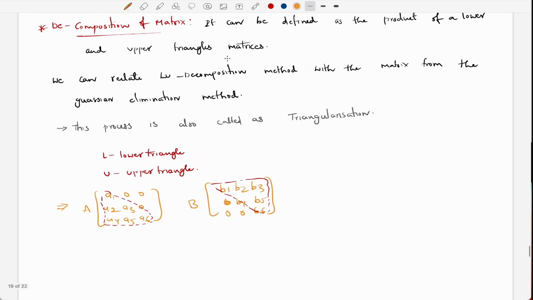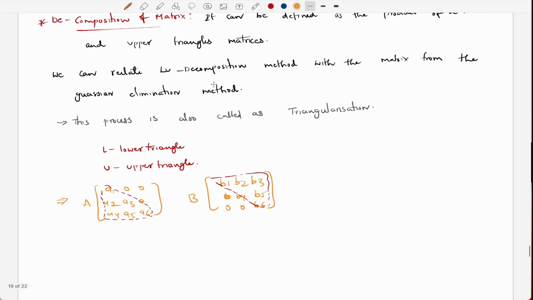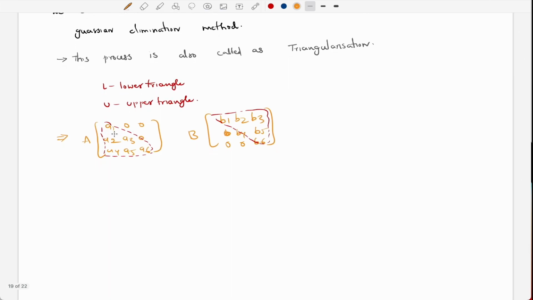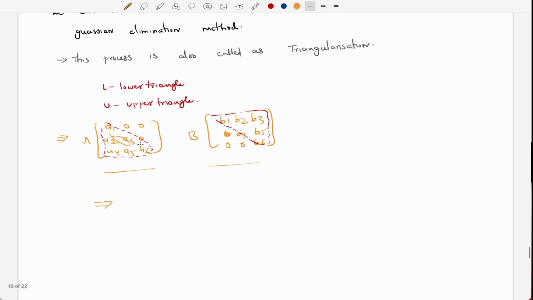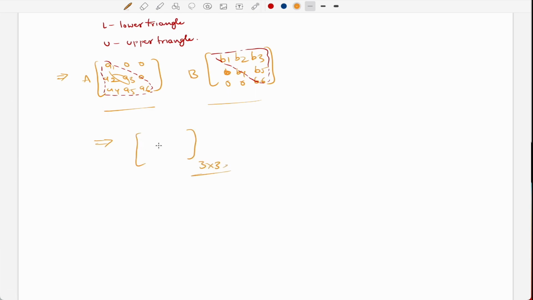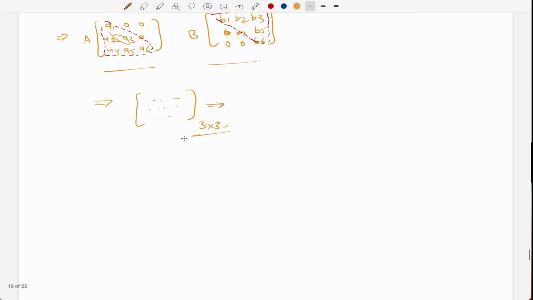What is the decomposition? It's just a product of these two triangles. We have the A matrix and the B matrix, and we simply multiply these two. After that we have a 3 by 3 matrix, whatever the answer may be. So this is the decomposition of matrices.